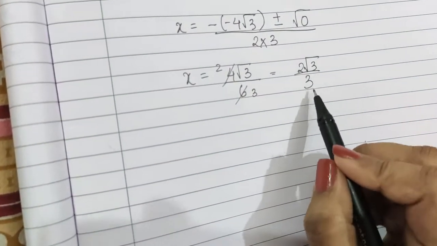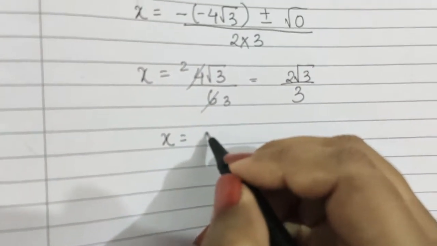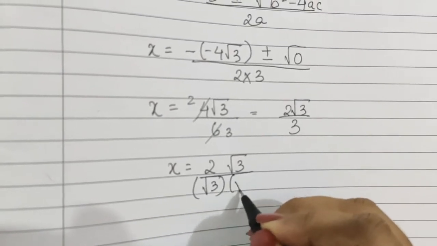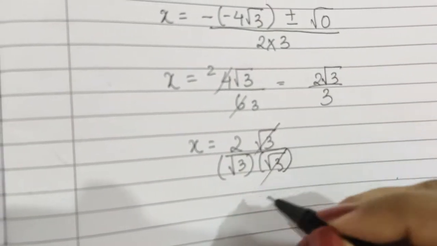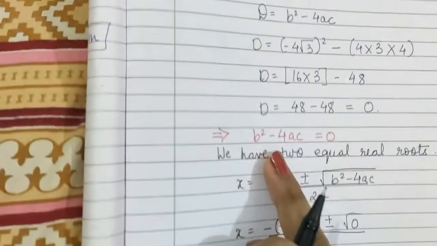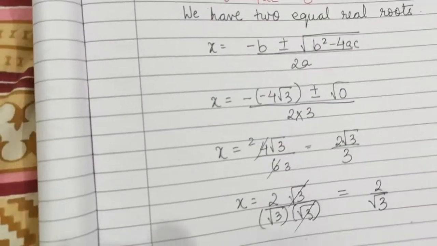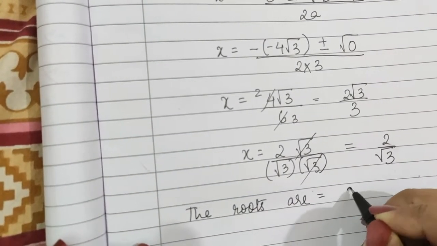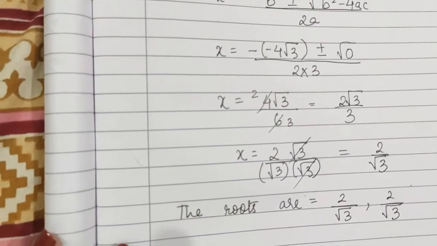Now children, over here this can be further simplified as x equals to 2 root 3, and 3 can be written as root 3 multiplied by root 3, isn't it? Root 3 multiplied by root 3 will give you 3 only. So 1 root 3 and 1 root 3 get cancelled. We get 2 upon root 3. Now since b square minus 4ac is equal to 0, we have two equal real roots. That means the roots of the equation are 2 by root 3 and 2 by root 3. So this completes your question.